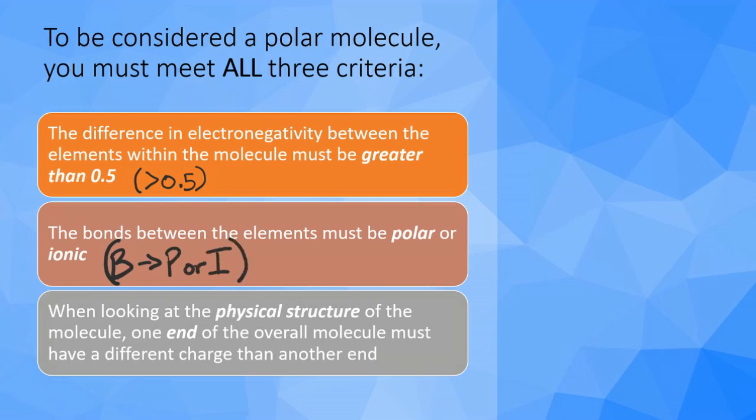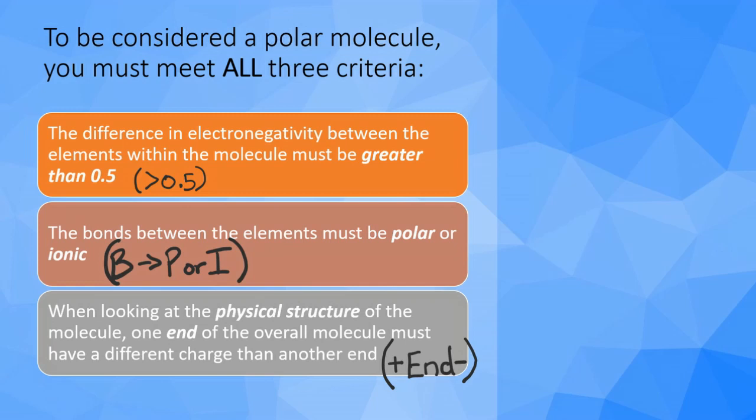And that makes sense because if the electronegativity difference is greater than 0.5, that implies that the bonds between the elements within that molecule are already either polar or ionic, right? And lastly, when looking at the physical structure of the molecule, one end of the overall molecule must be a different overall charge than the other end, meaning one end should have an overall positive charge, while the other end should have an overall negative charge.